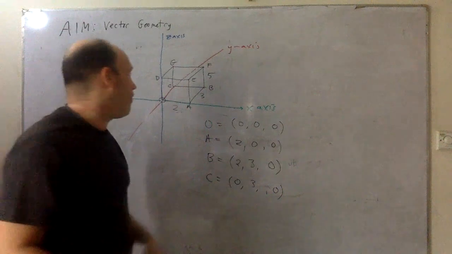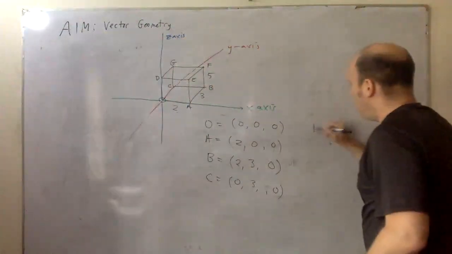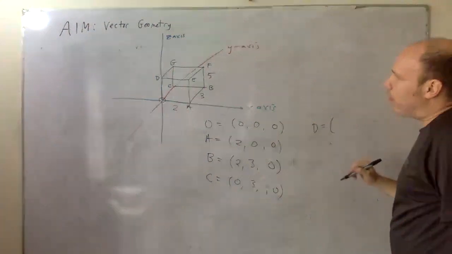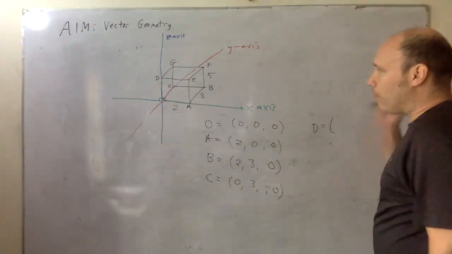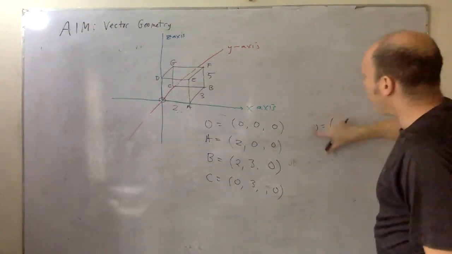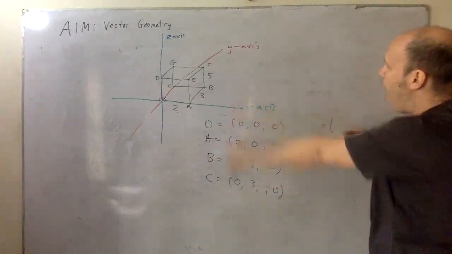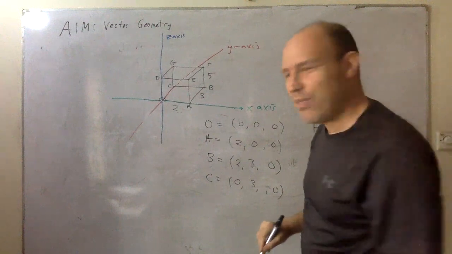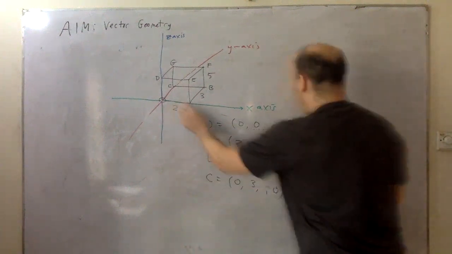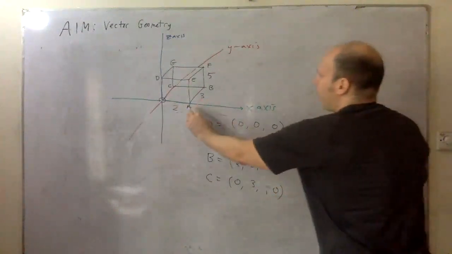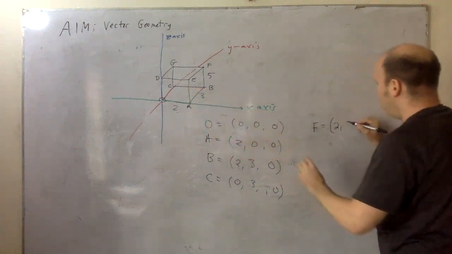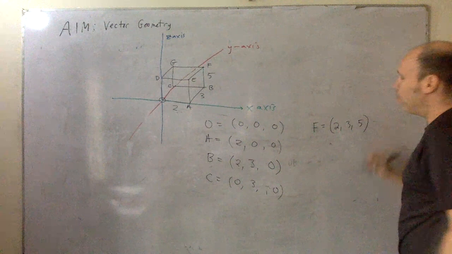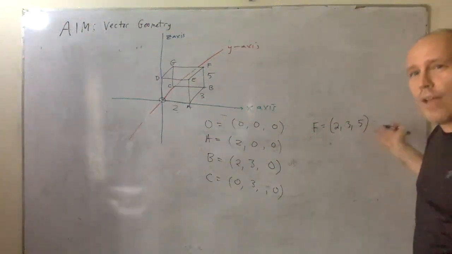Now let's get to the good stuff. How do I get to point D? Well, how do I get to... You know what? Let's get the good stuff. How about F? How do I get to F? How do you get to point F? Well, I have to go 2 along the x. I have to go back 3. And now I have to go up 5. And this is the third dimension.